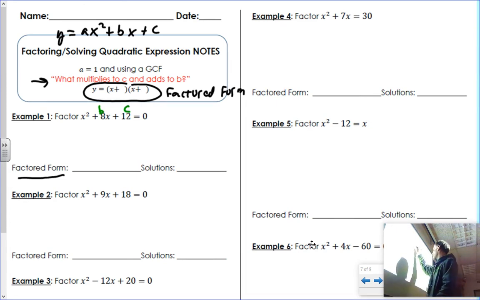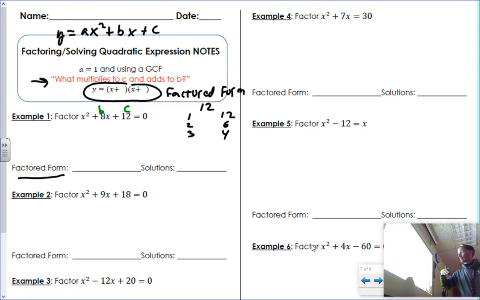If you can't do it in your head quite yet, then you can always just write out what the different pairs are. We're looking for a pair of numbers. So we can multiply to 12 to get 1 times 12, 2 times 6, or 3 times 4. And since C is positive and B is positive, all the factors have to be positive. So which of those pairs could I also add together to be 8? In this case, the answer would be 2 and 6.